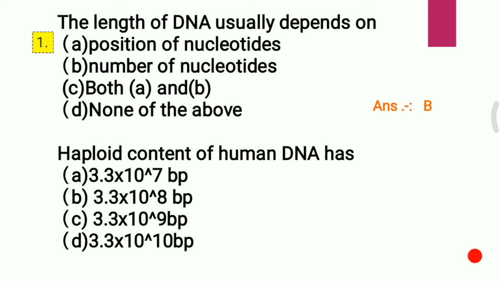Second question. Haploid content of human DNA has: A. 3.3 into 10 raised to the power 7 base pair, B. 3.3 into 10 raised to the power 8 base pair, C. 3.3 into 10 raised to the power 9 base pair, D. 3.3 into 10 raised to the power 10 base pair. Haploid content of human DNA has... Answer for the second question is C, that is 3.3 into 10 raised to the power 9 base pair.